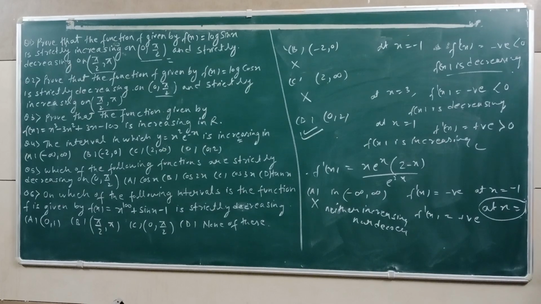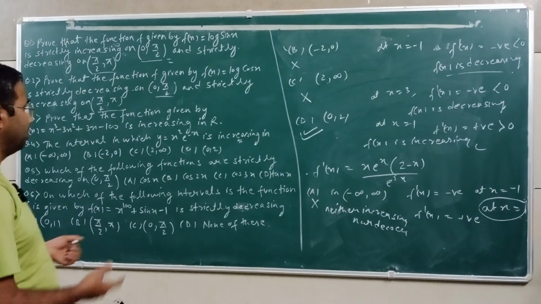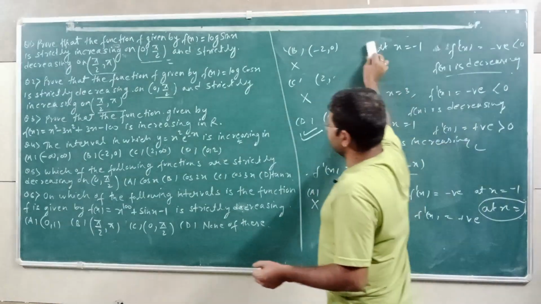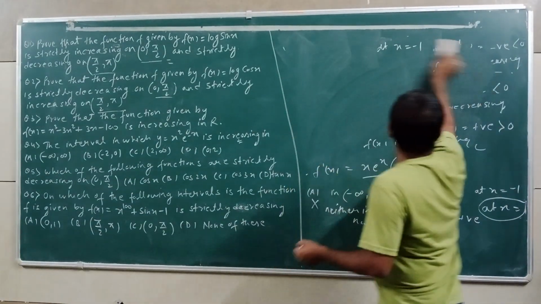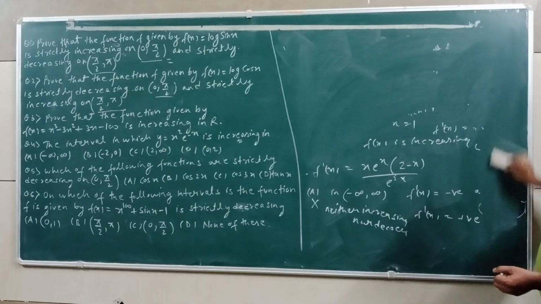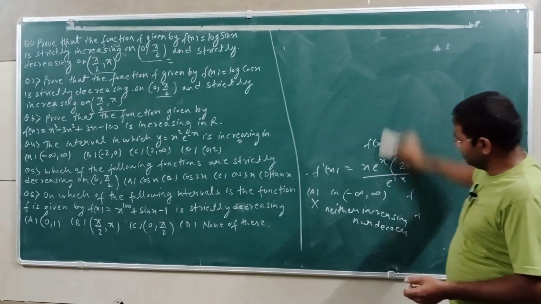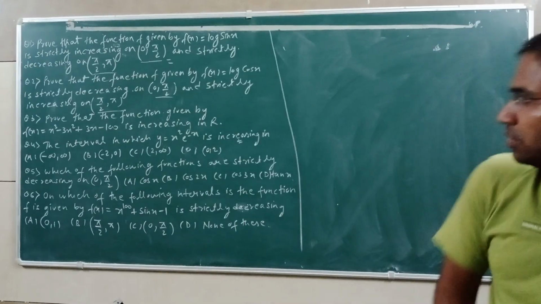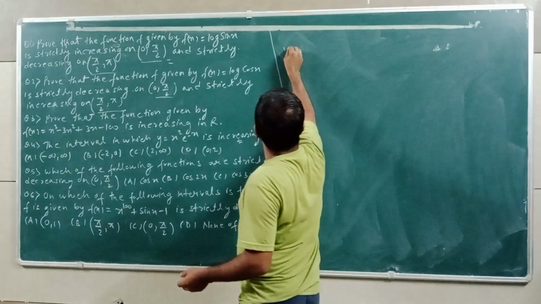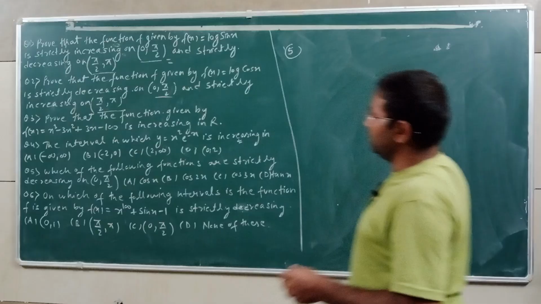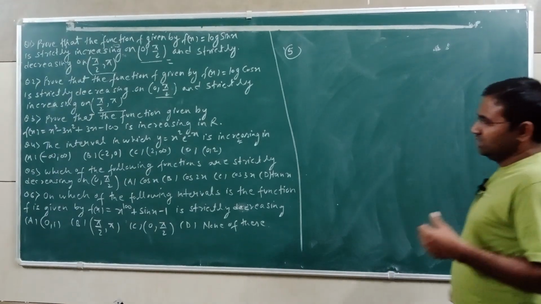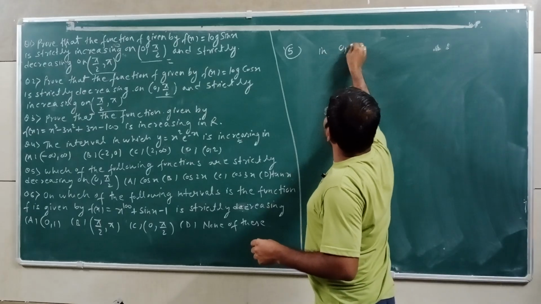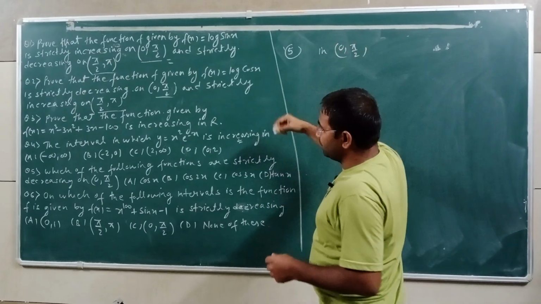Now let us see question number 5. For writing the solution of question number 5, I have to erase. I hope you have noted down. Okay, now let us see the fifth one. Fifth one is what? Which of the following functions are strictly decreasing? Now you have to tell which function will decrease in the interval 0 comma pi upon 2.